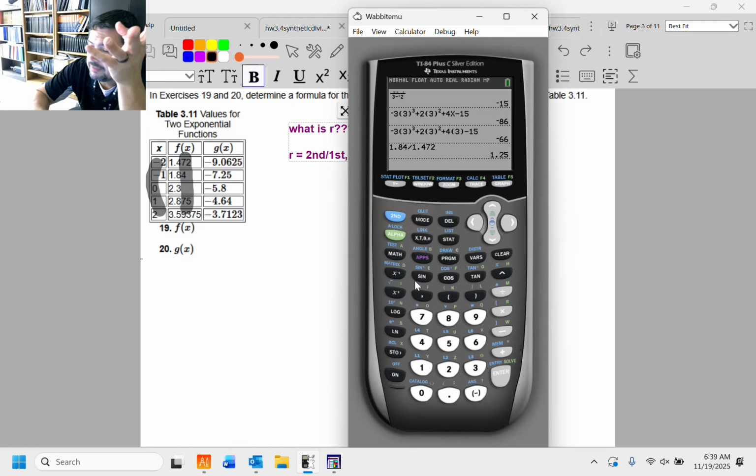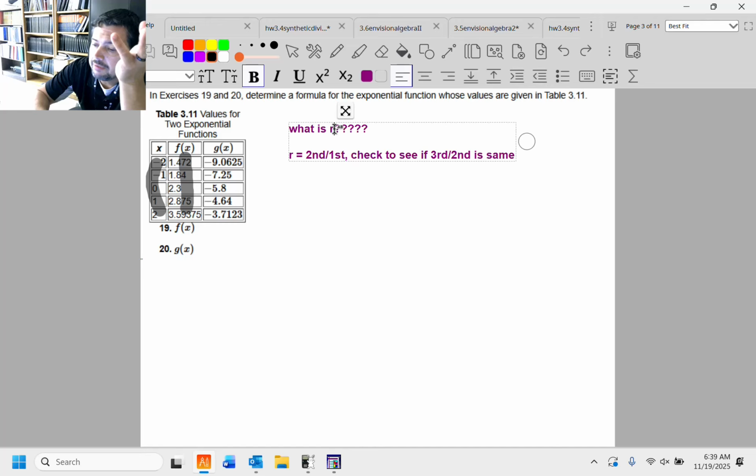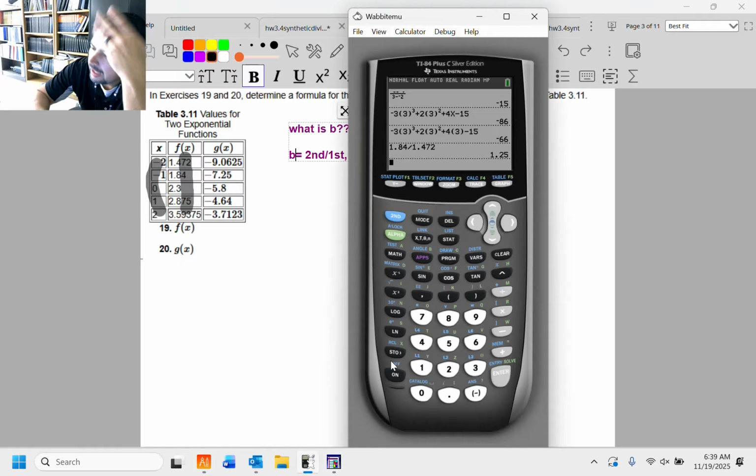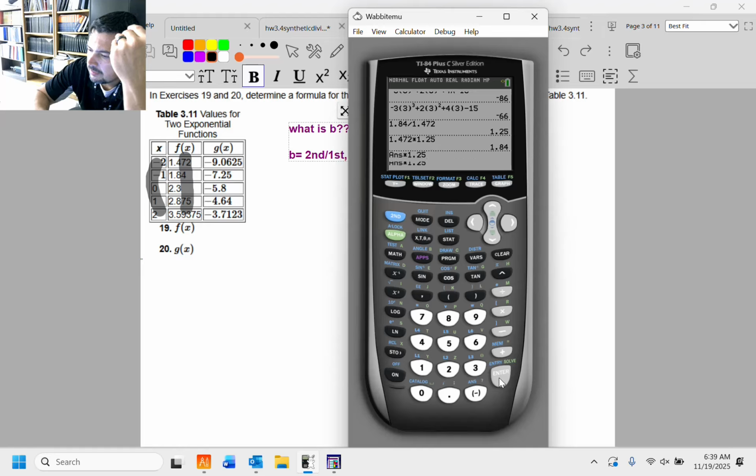And I'm sorry, it wasn't R. It was actually B that I'm finding. R would be 1 minus that quantity. And it looks like if I take 1.472 and multiply it by 1.25, I get 1.84. I'm going to see if that pattern holds. So if I do this again, I should get 2.3. Let's find out. Winner, winner, chicken dinner.